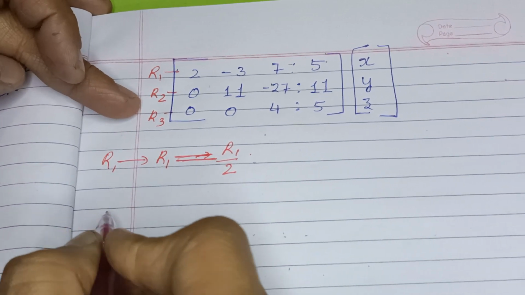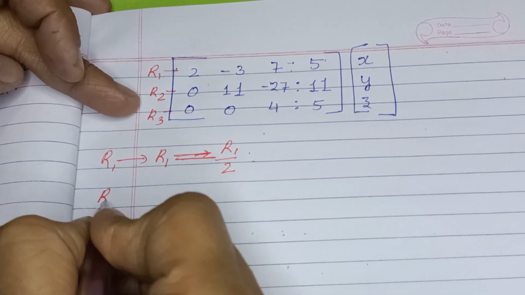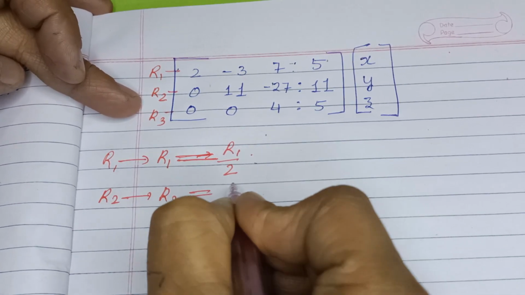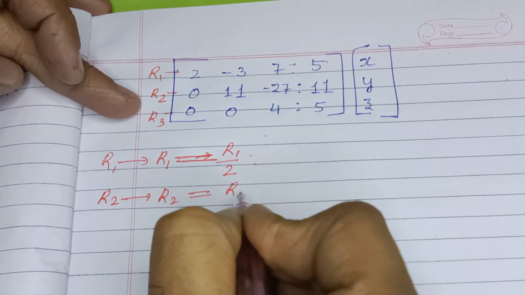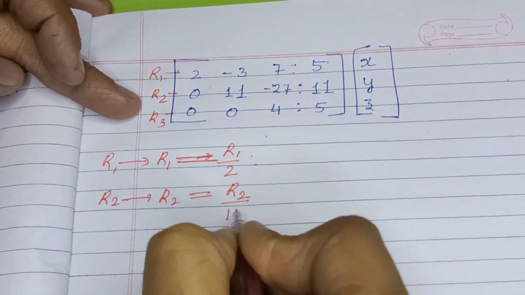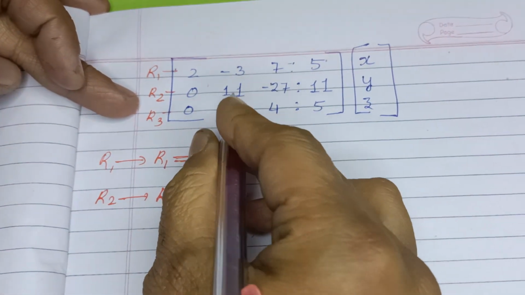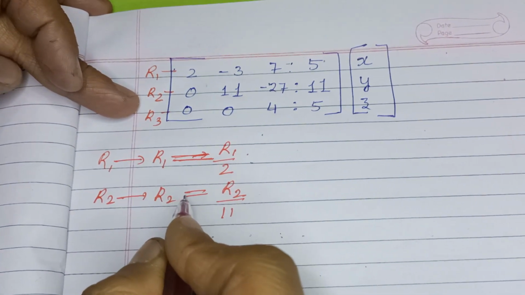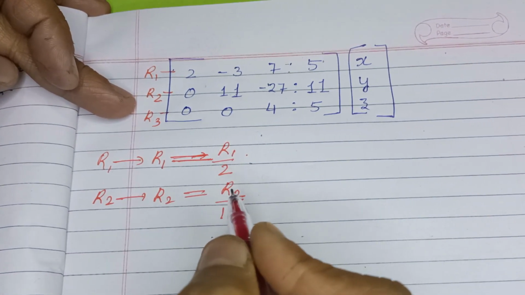Same thing I can do with R2. R2 is equal to R2 by 11, because here is 11 and I want to make it 1. I want to make it 1 here, and here as well. First let me do these two things and let's see what I get.